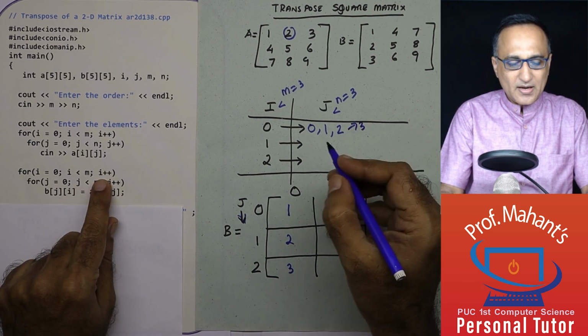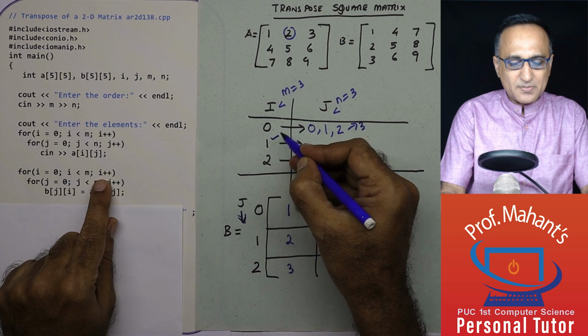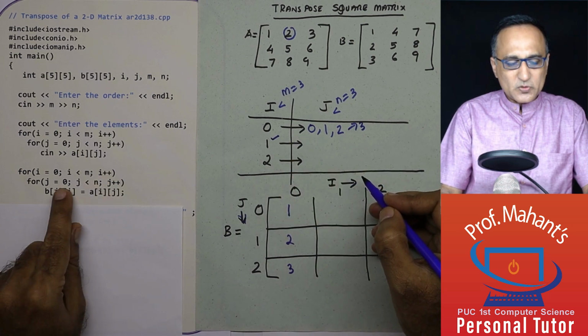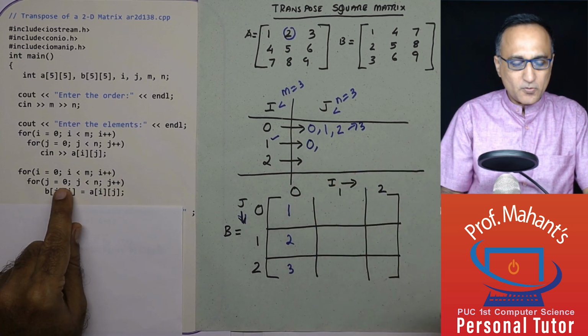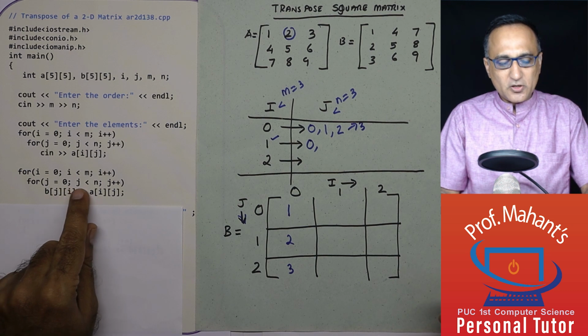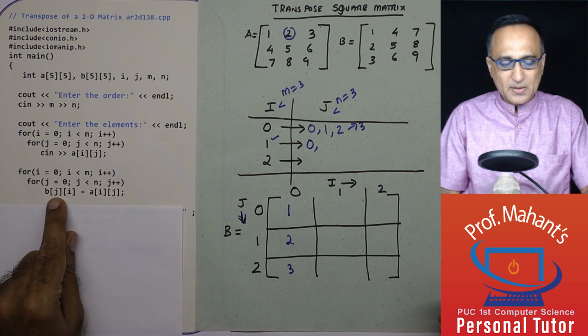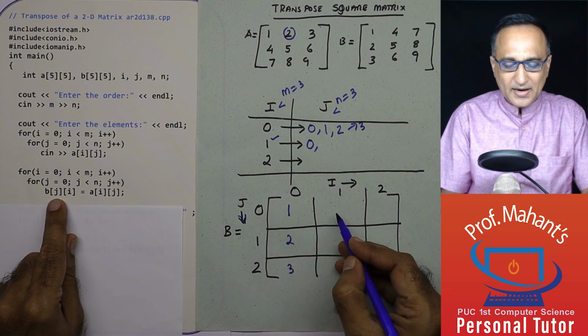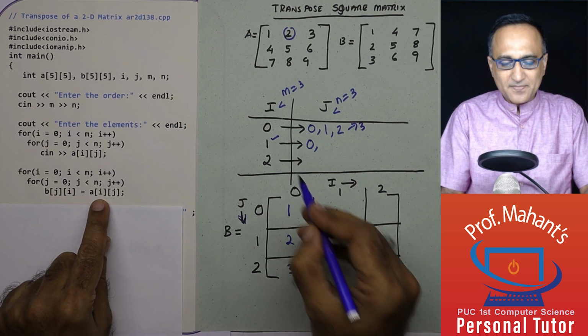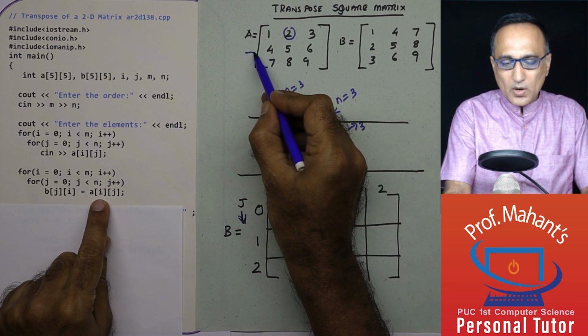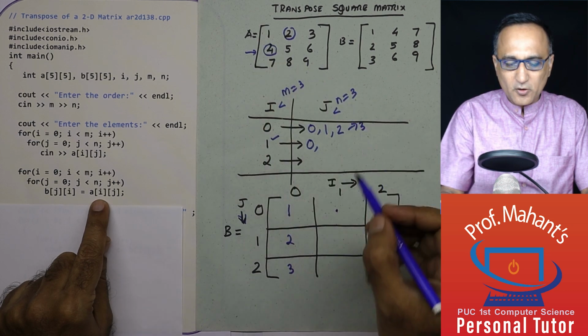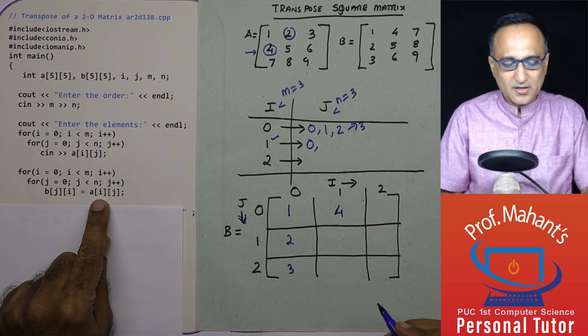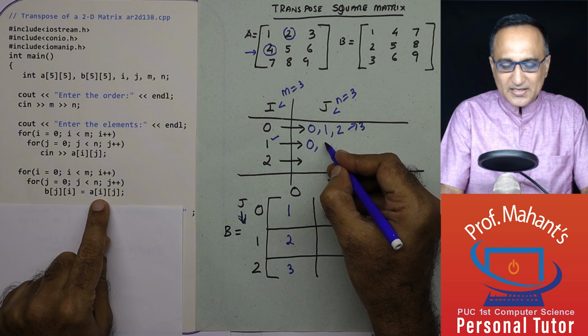So I go here. I is increased from 0. I becomes 1. When I becomes 1, J is back to 0. Okay. When J is back to 0, 0 is less than 3. I am coming here. Now 0 of I is 1. 0 and 1. This is 0 and this is 1. So I am working on this position. A of Ij, 1, 0. 1, 0 is this particular fellow.